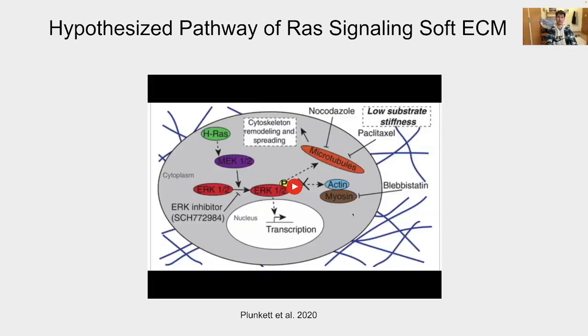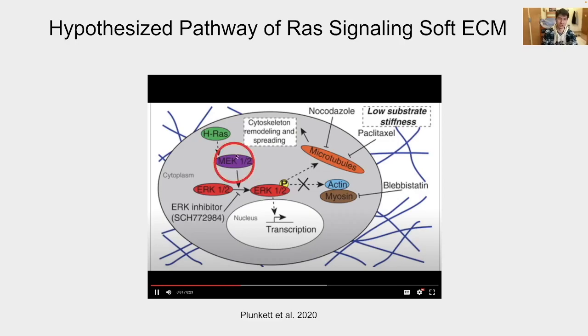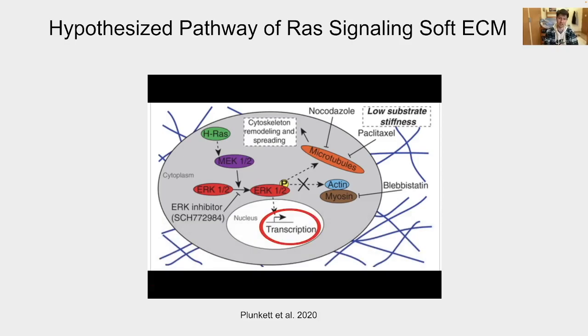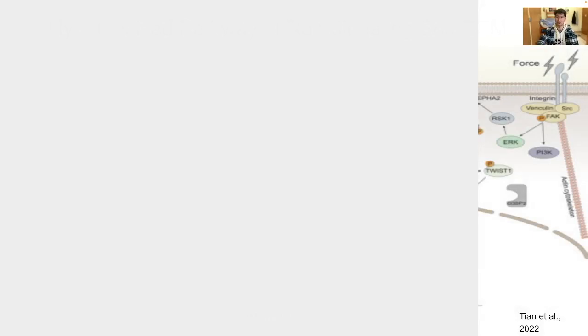So just to summarize these results, they hypothesized that an oncogenic RAS is activating MEK, which is a kinase in the cascade, which overactivates and phosphorylates ERK, which would then regulate transcription that leads to microtubule reorganization, driving EMT in a soft matrix. So, just to summarize everything, here's everything we've gone over.